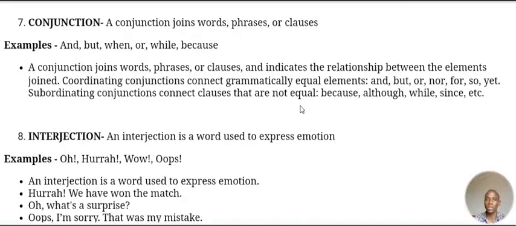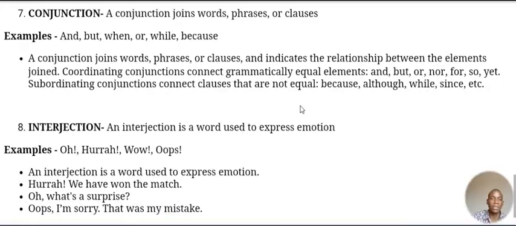Coordinating conjunctions connect grammatically equal elements: and, but, or, nor, for, so, yet. And subordinating conjunctions connect clauses that are not equal. Examples: because, although, while, since, and so on.